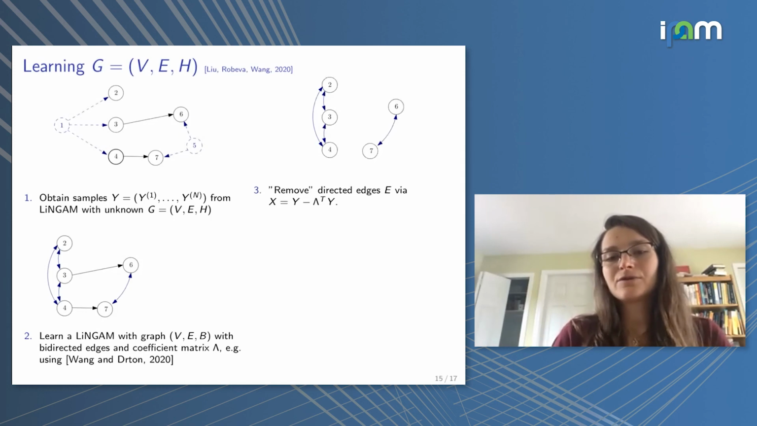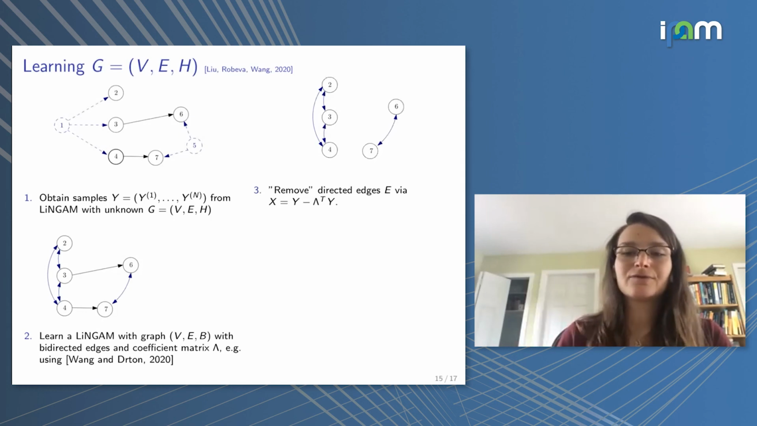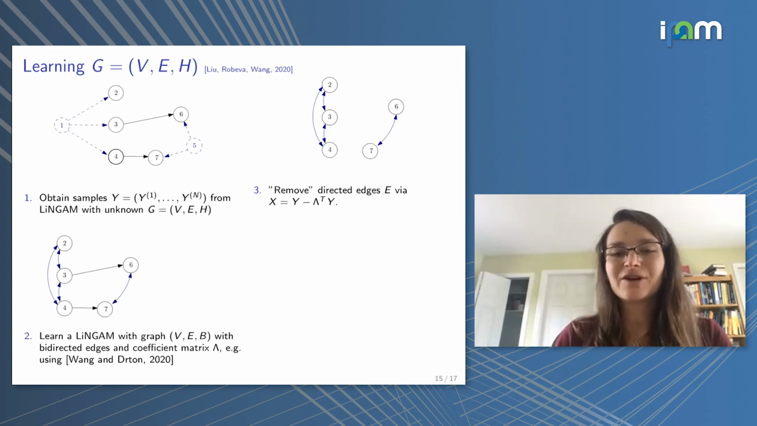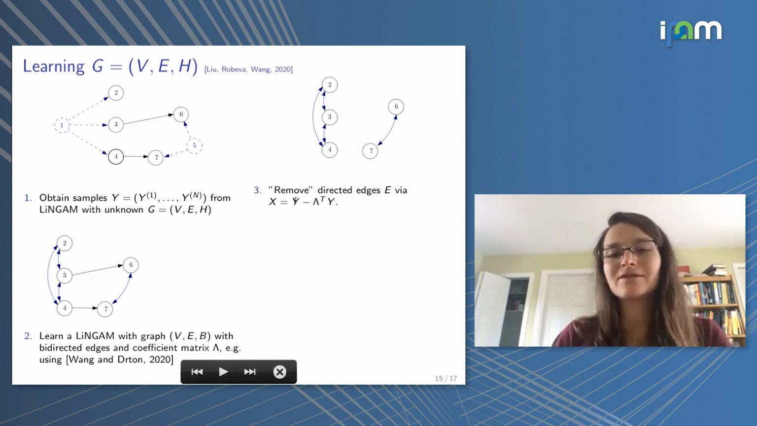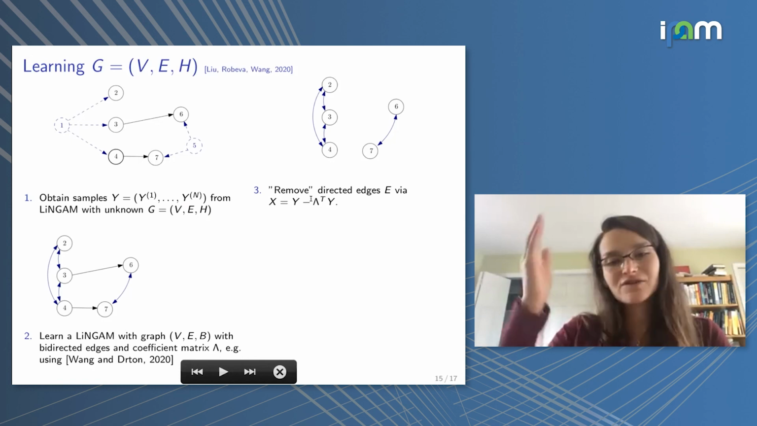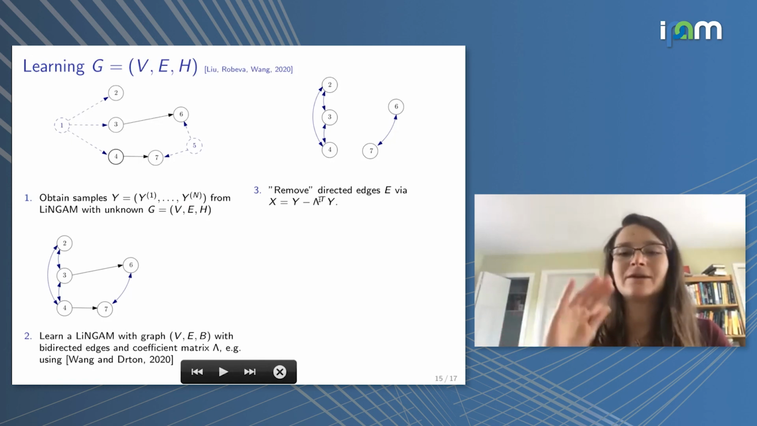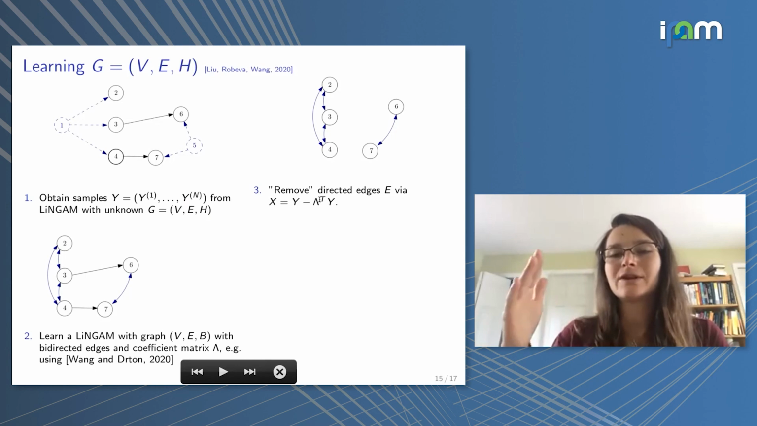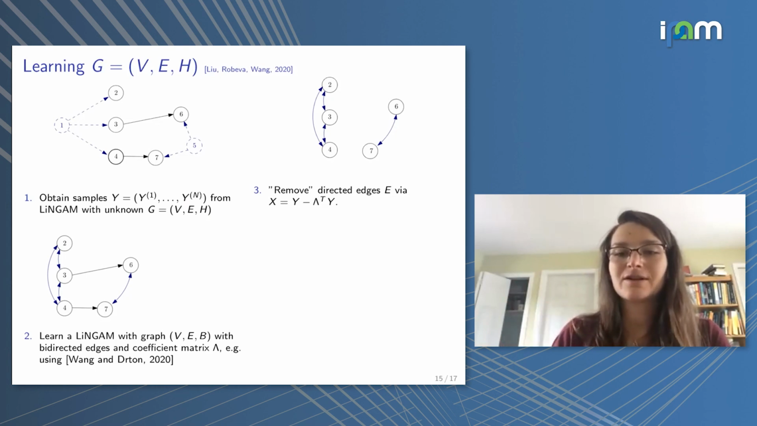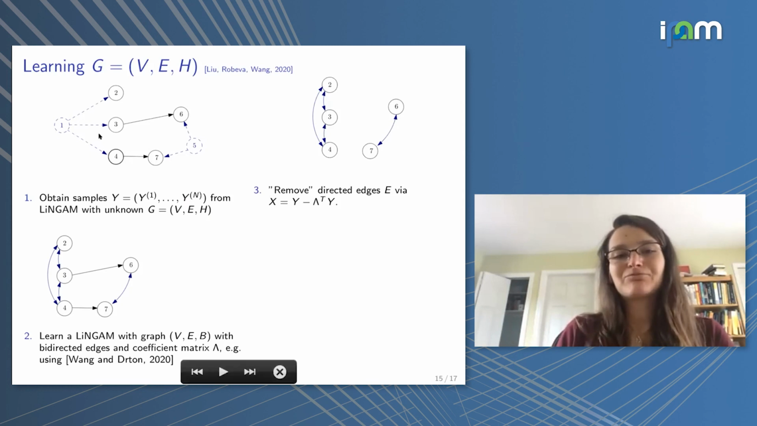Then what we're going to do is remove artificially the influence of the directed edges from our data. So we're going to take the data for each vector and remove lambda transpose times this vector. So remove all direct effects from the directed edges. So it'll be like getting data from this graph that doesn't have directed edges at all. It only has the hidden variables.